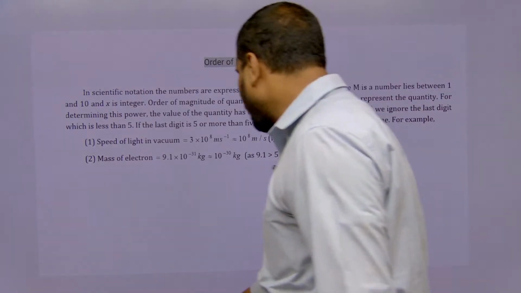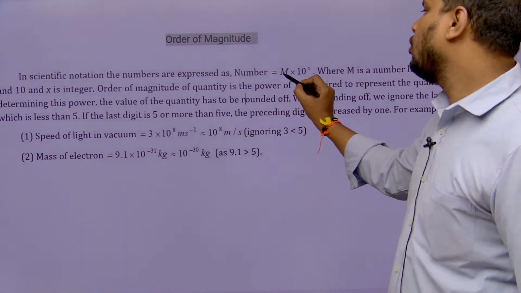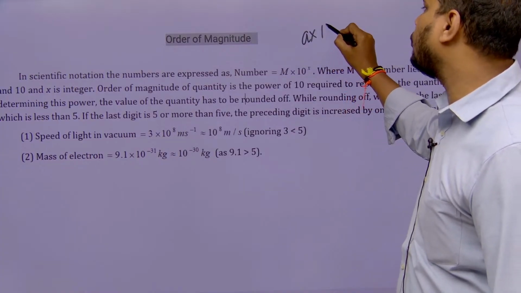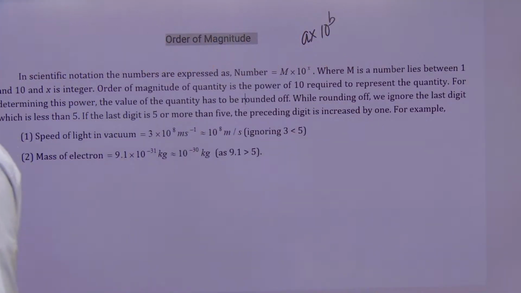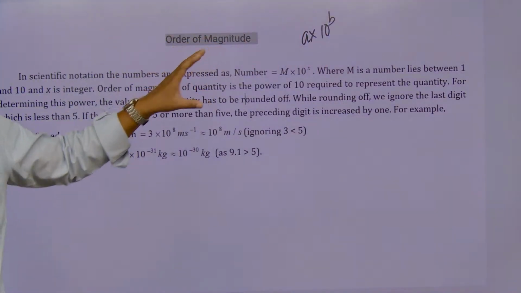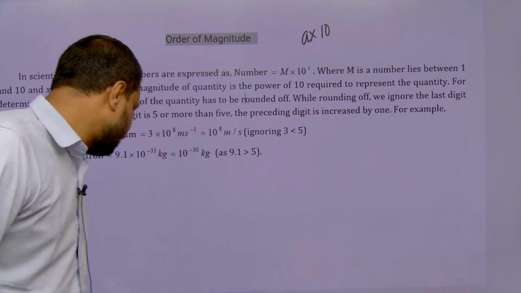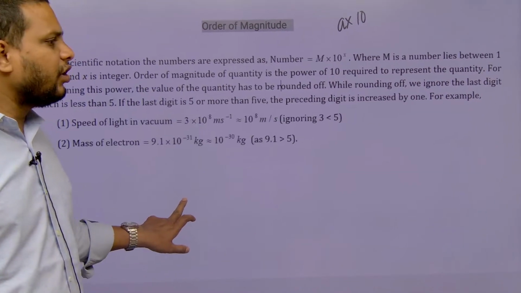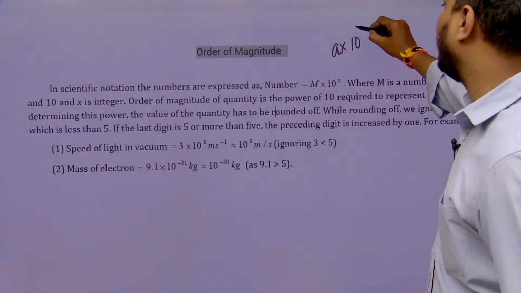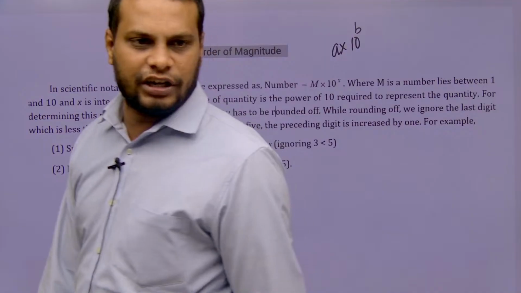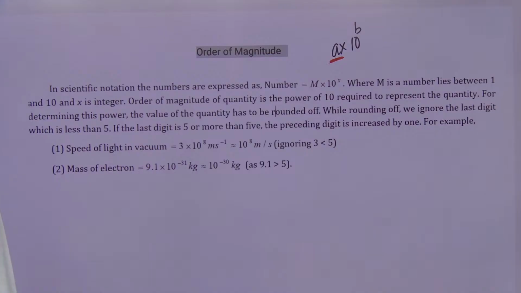Order of magnitude. This is one more important thing. Generally in scientific notation, we can represent A into 10 power B, right? Where B may be any number. But in scientific calculation, how to modify this order of magnitude we are going to discuss. Any value can be represented like A into 10 to the power of B. B may be any number. And we have to take the significant digits for only A, right?